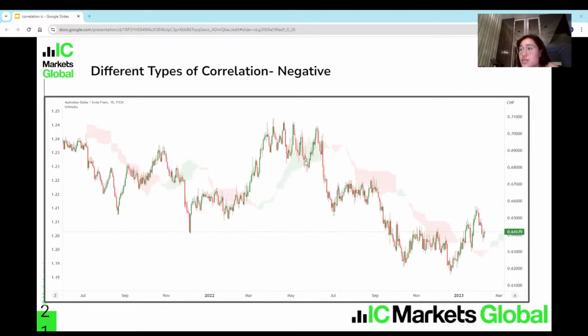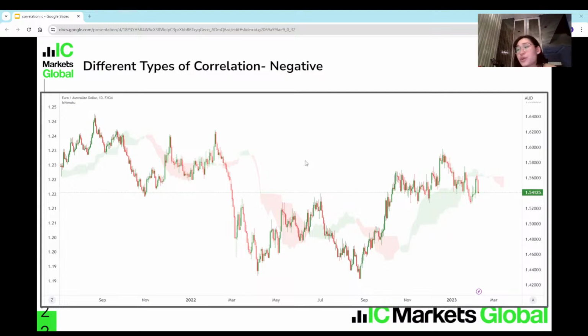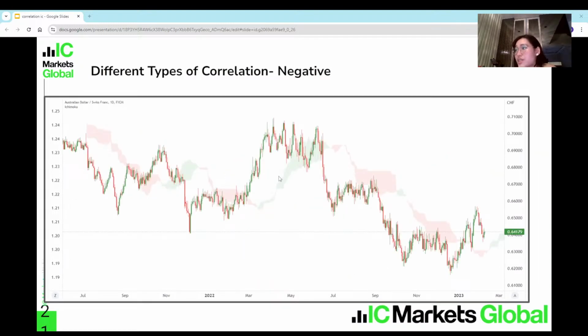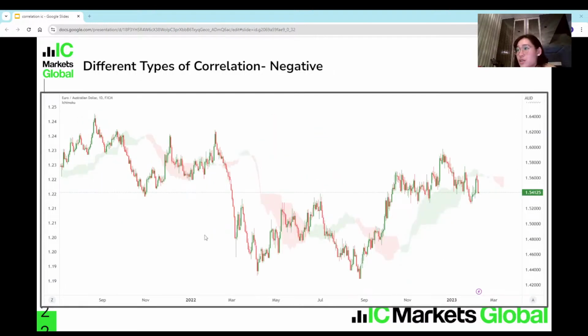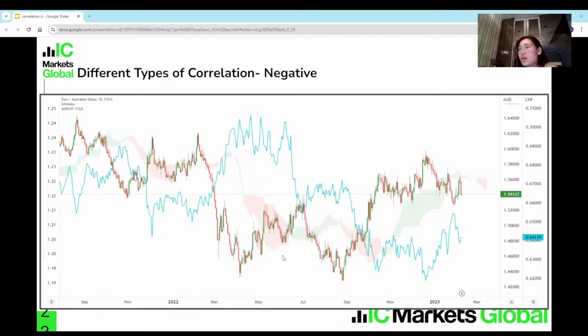So this is our Oz franc on our 1 day time frame. And this is our Euro Oz on a 1 day time frame as well. So you can kind of see already when prices are in an uptrend, you can see the opposite happening for our Euro Oz. Okay, and when we compare them side by side on the same chart, you can see exactly the negative correlation between them.